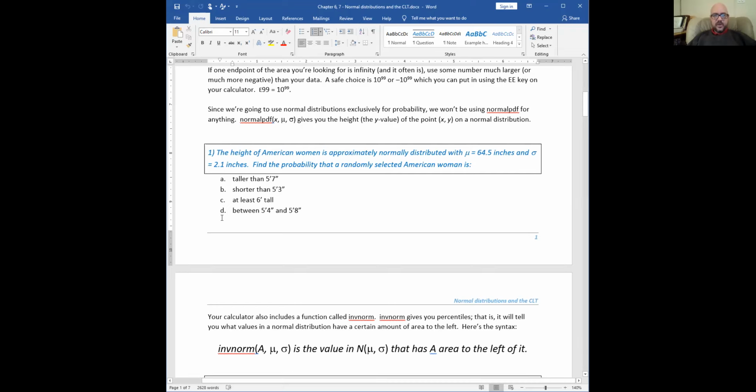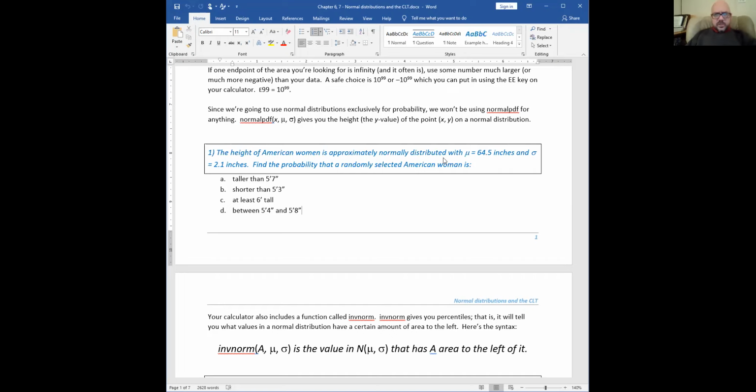All right. Last one I want to do. Between 5'4" and 5'8", so 5'4" is 64 inches, 5'8" is 68 inches. We're not going to infinity in either direction here. Here, what we are doing is going between two numbers, so 5'4" and 5'8".